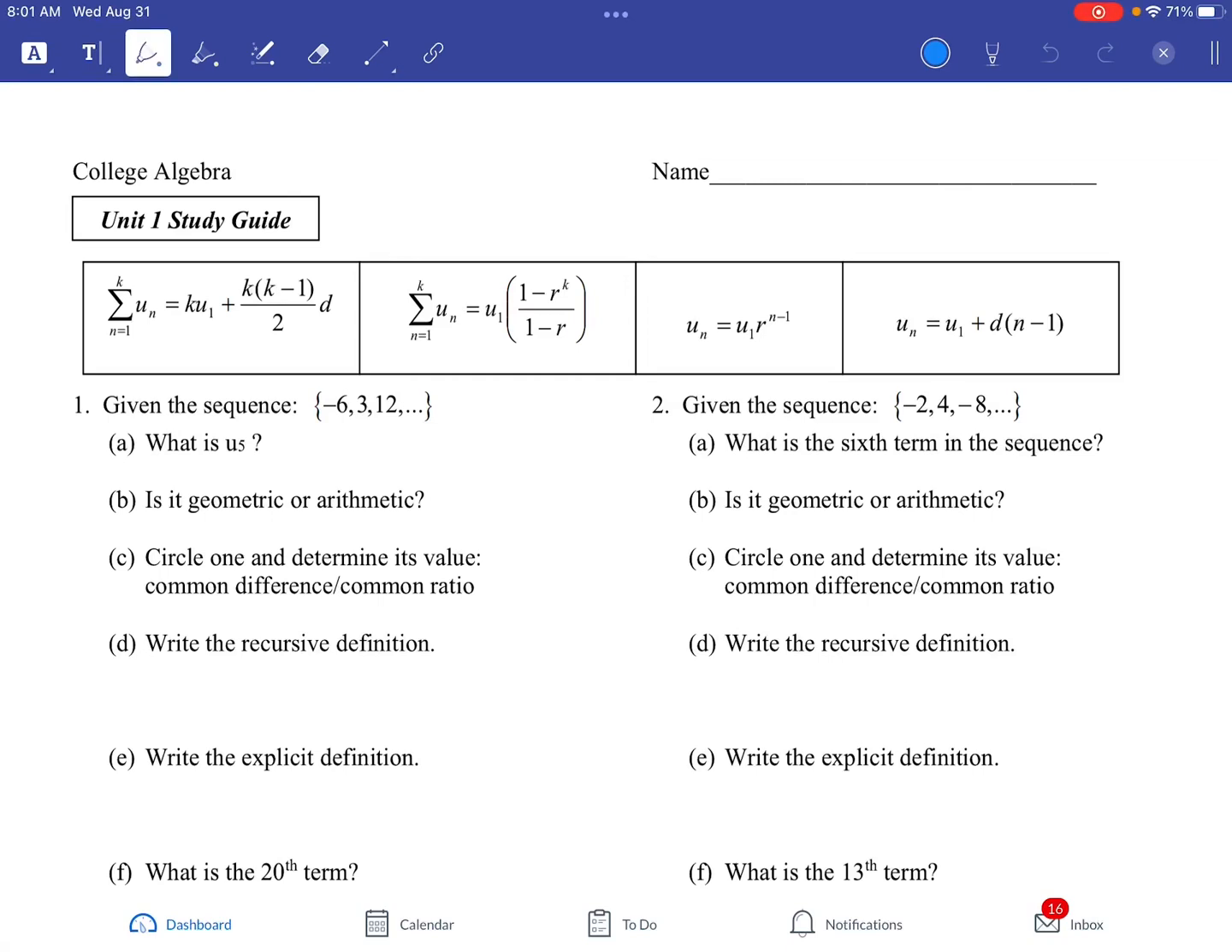This is the review video for the study guide for Unit 1. And here we go. You'll notice that the formulas are at the top of the page. It's going to be the same thing as on the test. So let's get into it.